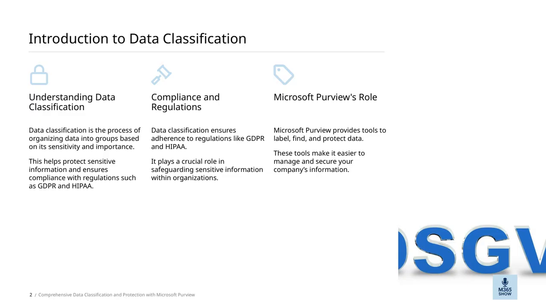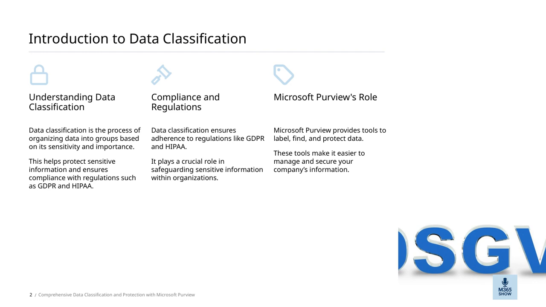Let's take a closer look at what data classification really means and why it's so important. Essentially, data classification is about organizing your data into different groups based on how sensitive or important it is. This helps us understand which information needs extra protection and which can be handled more freely. Microsoft Purview offers a suite of powerful tools to help with this process. You can label data, find specific information quickly, and apply the right protections all in one place. This makes managing and securing your company's information much simpler.